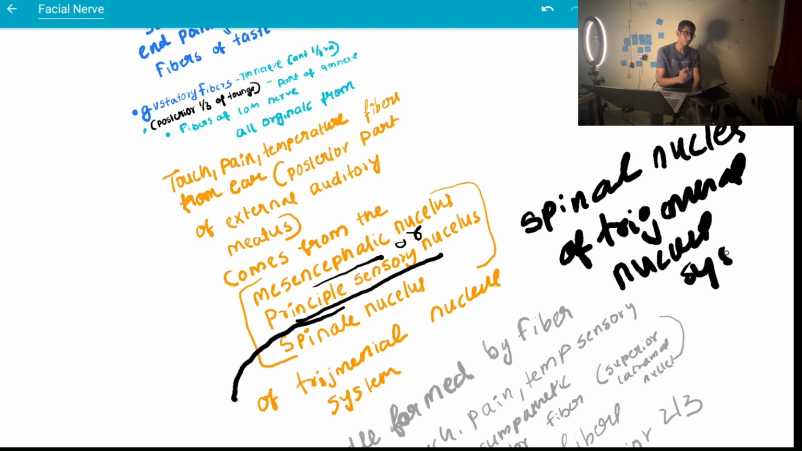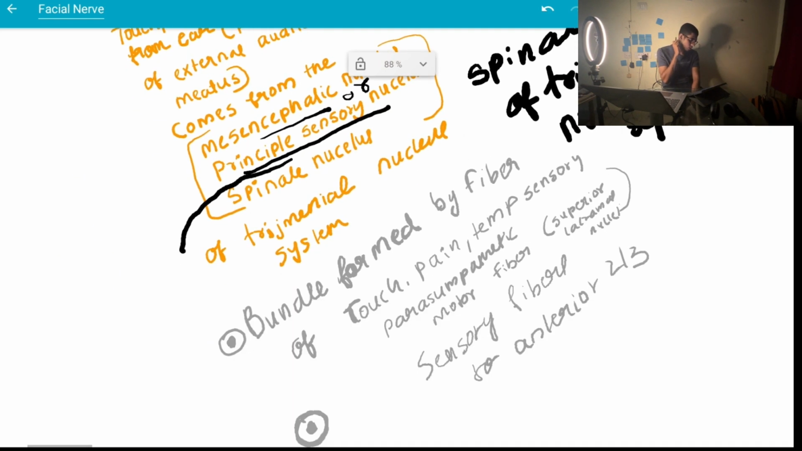Nucleus system. So don't confuse it with the trigeminal nerve. It is facial nerve nuclei that is supplying the posterior part of my ear, and that carries touch, pain and temperature sensation. It all comes from this part.